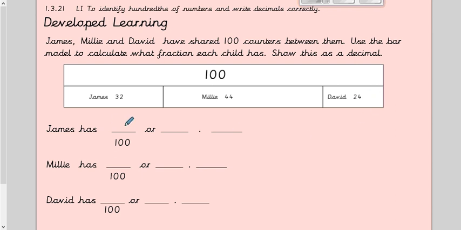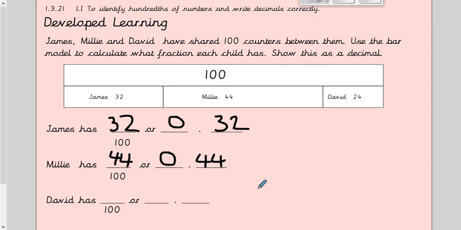So James has how many out of 100? Now straight away, you can see he has 32. And how would we write that as a decimal? It would be 0.32 because there are 3 tenths and 2 hundredths. Millie has 44 hundredths, which would be 0.44. And David has 24, which is 0.24.